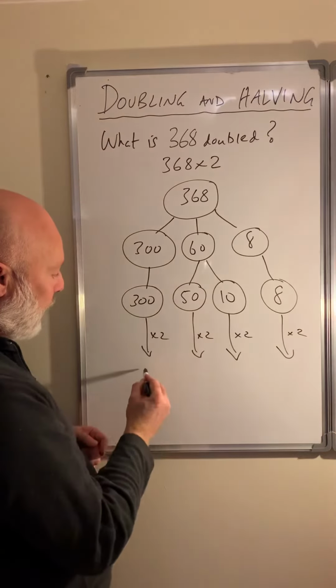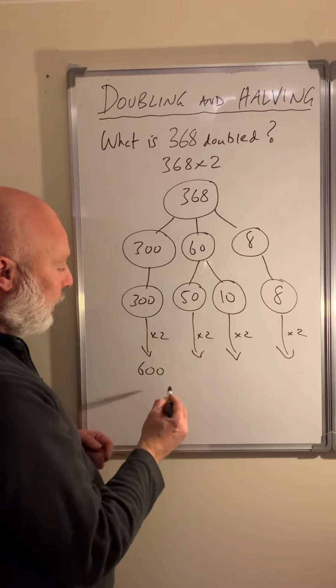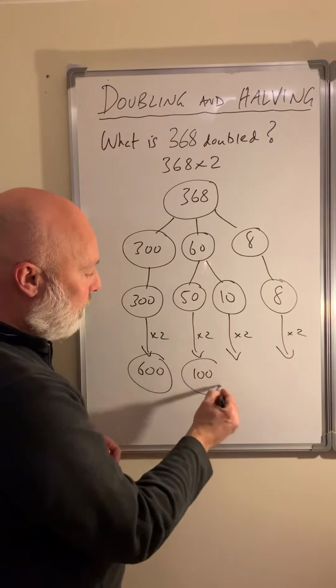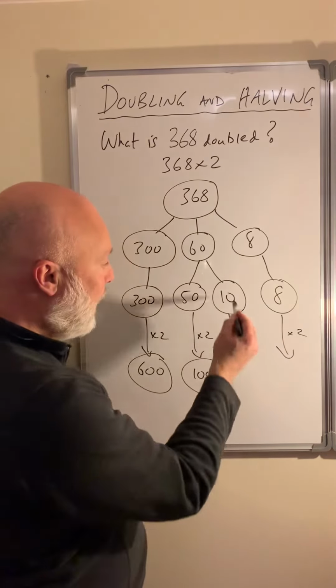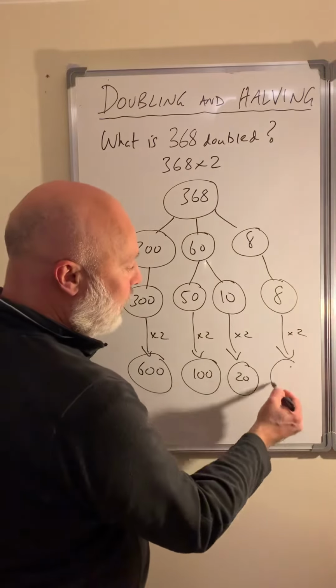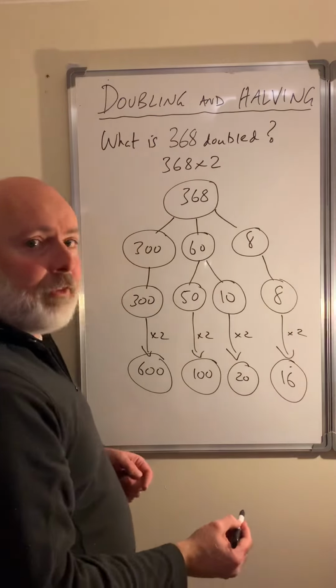So 300 times 2 is 600. 50 times 2 is 100. That's why I chose it, because I knew it would be easy. 10 times 2 is 20. And 8 times 2 is 16.